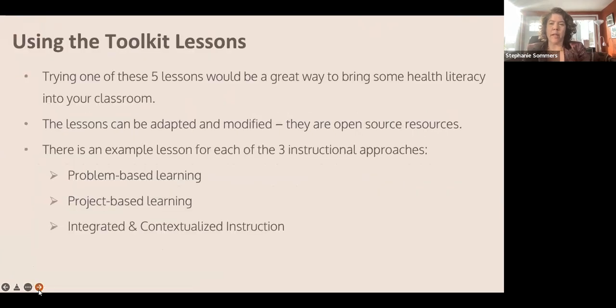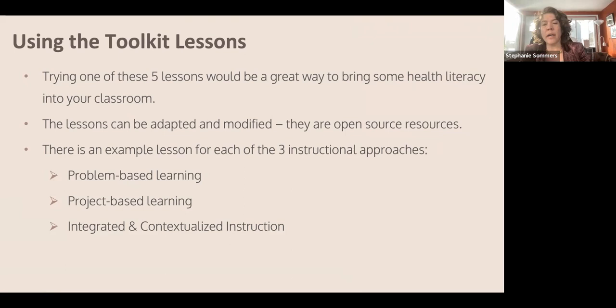And then here we're going to talk just for a second about how we might use these toolkit lessons. The lessons are incredibly useful and they provide really great jumping off points for seeing how to integrate these skills and use the approaches. If there's one drawback to the toolkit, it's that the lessons are individual lessons. They don't exist within a unit. There's not a scope and sequence for using them.